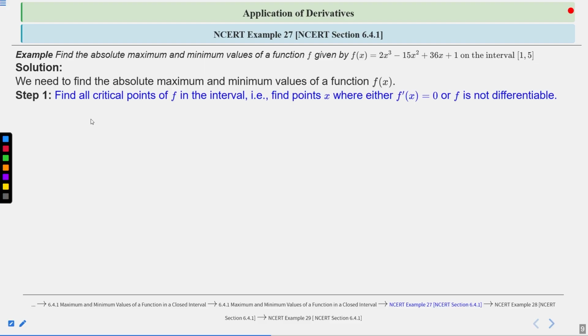Step one: find all critical points of f in the interval, that is, find points x where either f dash x equals 0 or f is not differentiable.